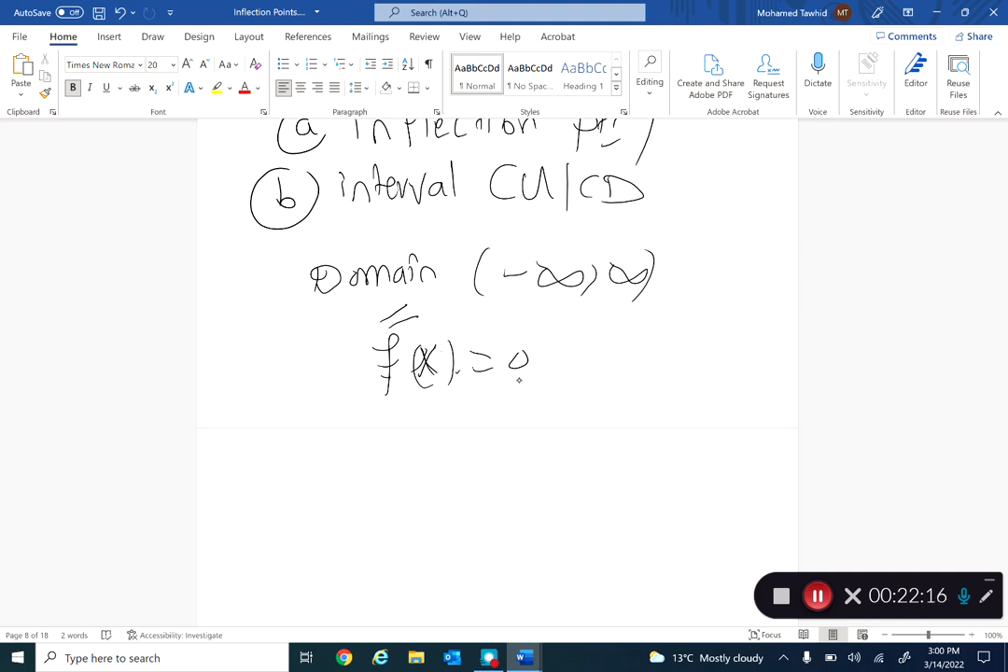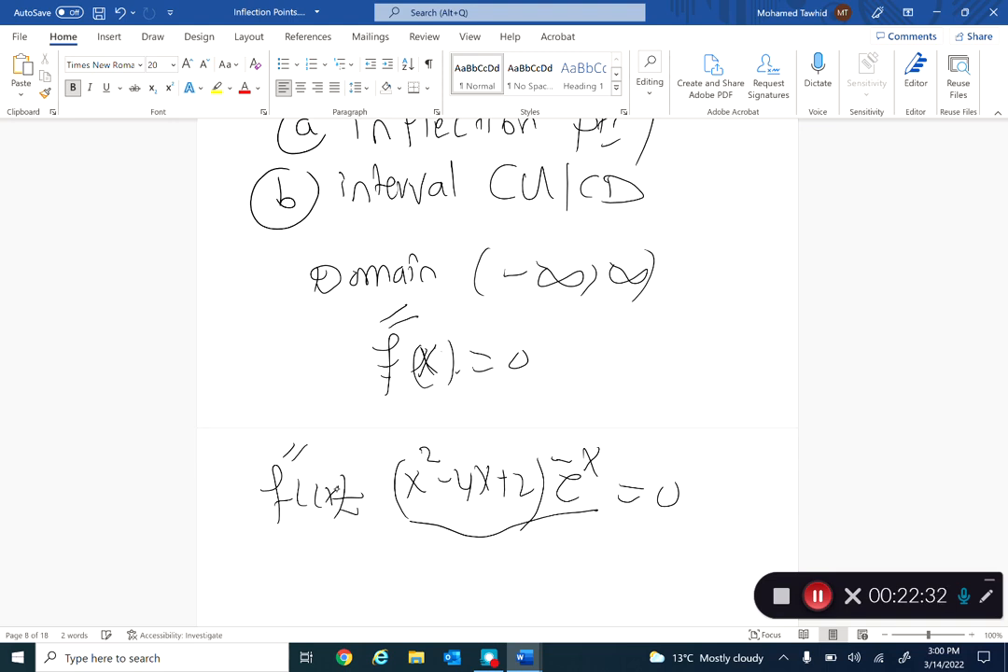So what is my second derivative here? Just copy that. It will be x squared minus 4x plus 2, multiplied by e to the power negative x, and that is equal to 0. That is our second derivative. I equate that to 0, right?